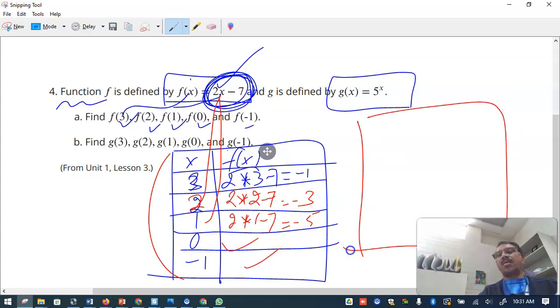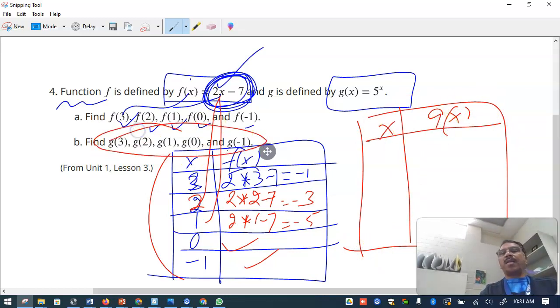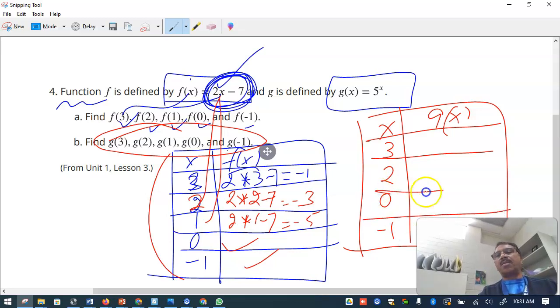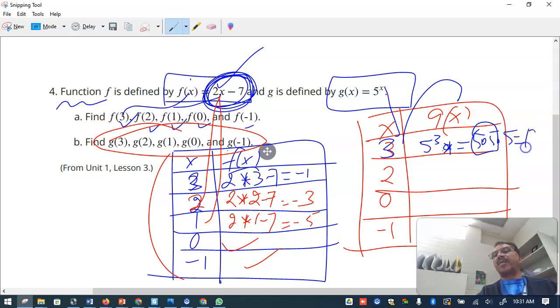This one, you're going to multiply itself. So this is x and g of x. And they're asking you the same numbers like 3, 2. I'm going to skip 0 and then -1. So how do we do this is we just have to plug in the value of x. So if x is 3, put the 3 right here. So it is 5 raised to 3, and you multiply 5 by itself, 5, 5, 5. 5 times 5 is 25 times 5 is 125.